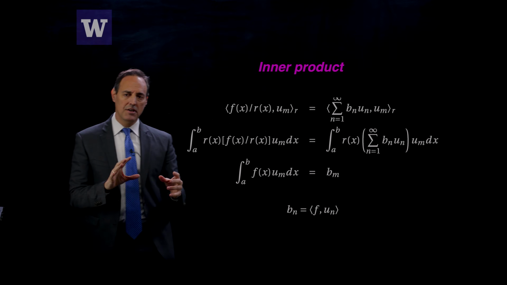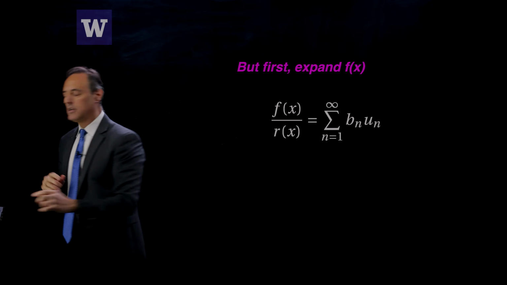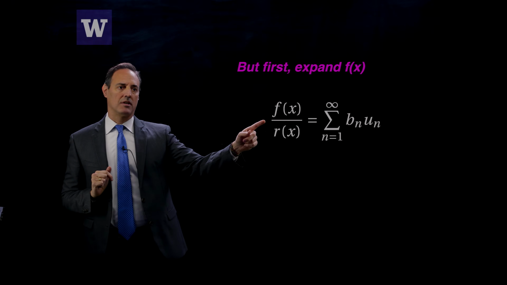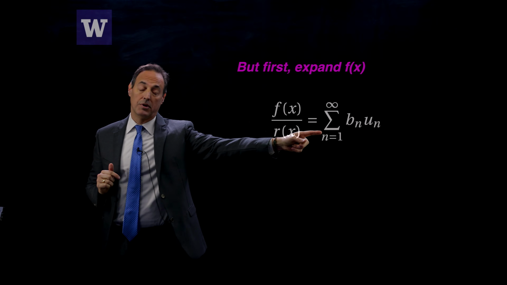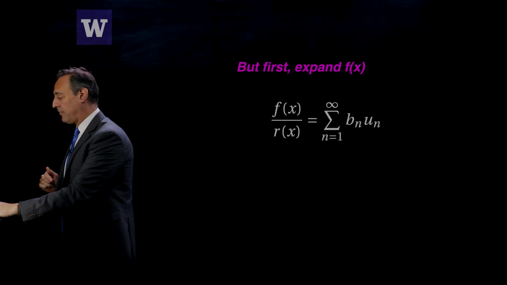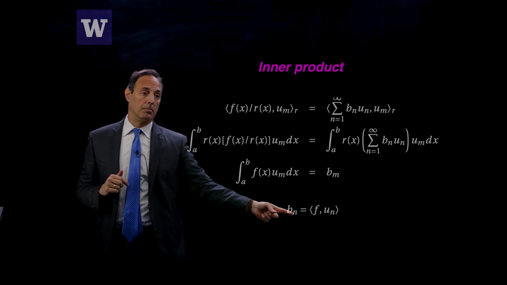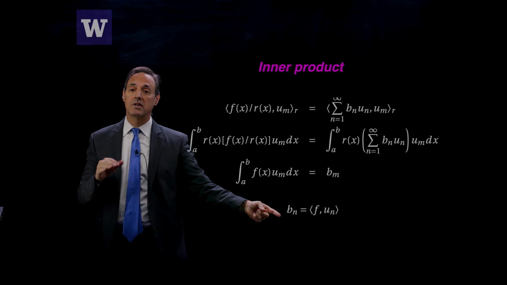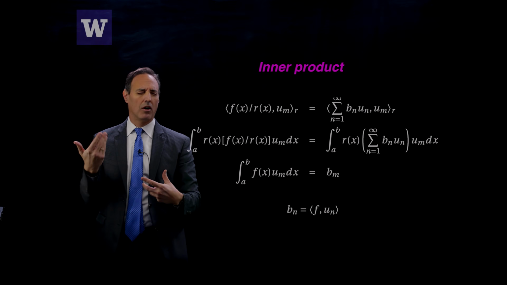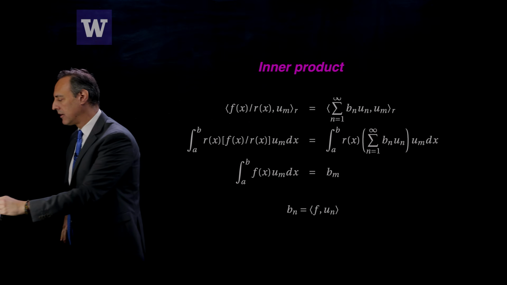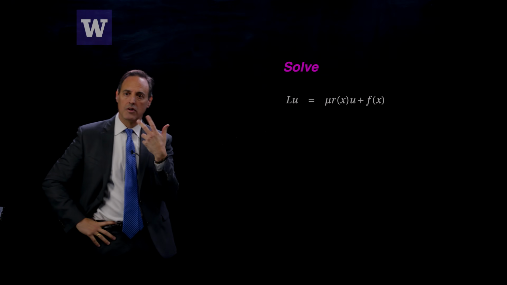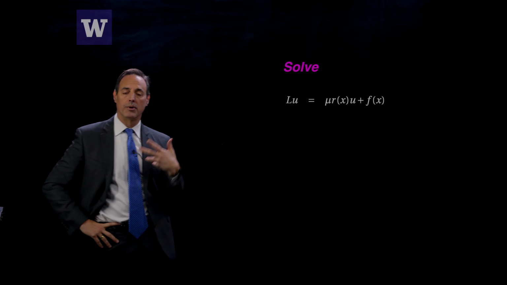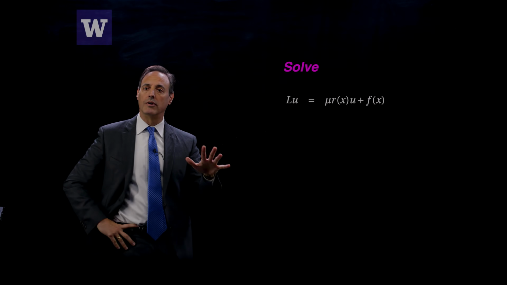So what I've done here is decided to take this expansion f of x over r of x and expand this in this form here, b of n, u of n. And I find that the b of n are represented by this. Now the reason I want f over r of x is because that r of x is going to be this weighting factor I'm going to carry around. So let's go ahead and solve the problem that we wanted to start with, which was the general Sturm-Liouville formulation.